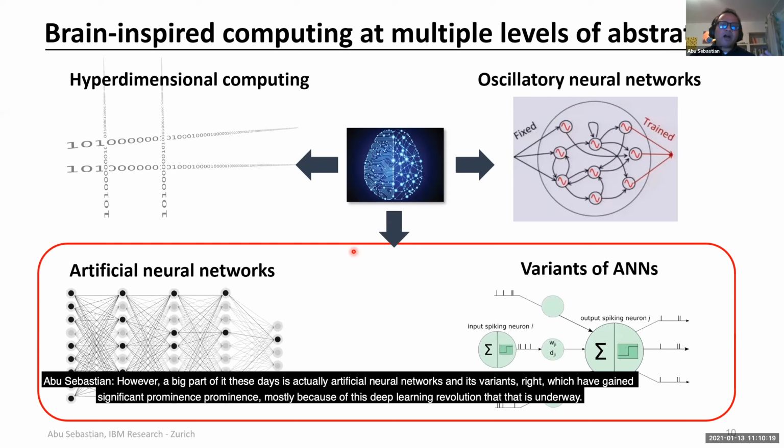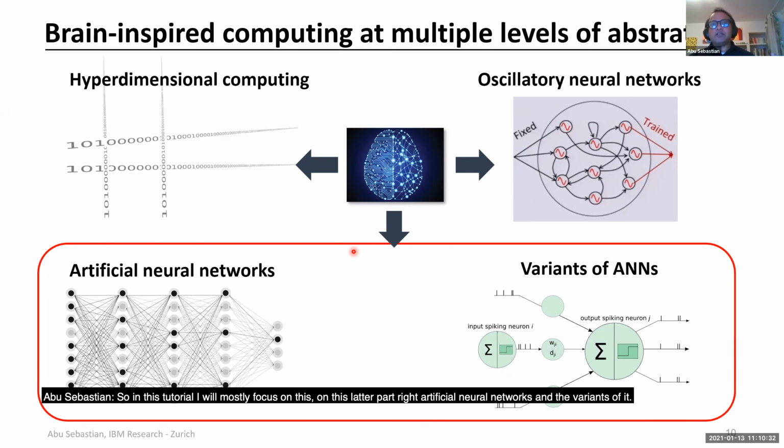However, a big part of it these days is actually artificial neural networks and their variants, right? They have gained significant prominence mostly because of the deep learning revolution that is underway. So in this tutorial, I will mostly focus on this latter part, right? Artificial neural networks and the variants of it.